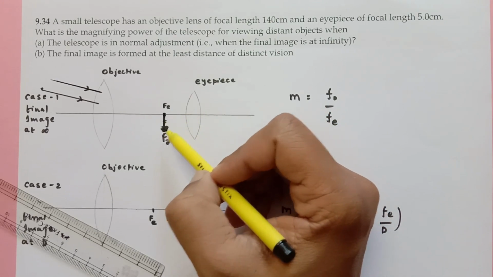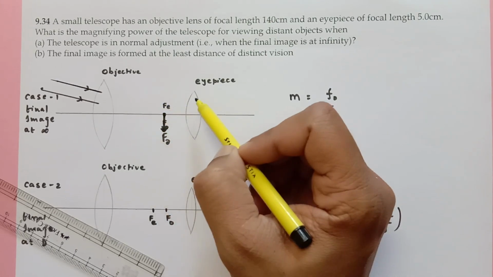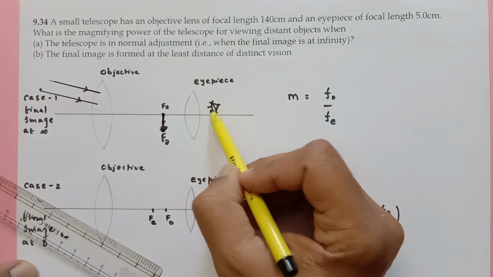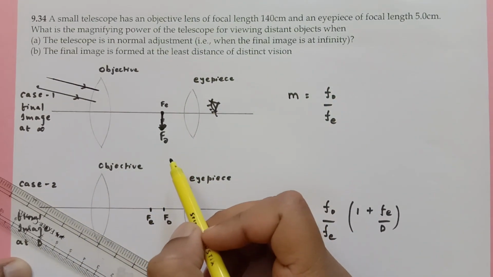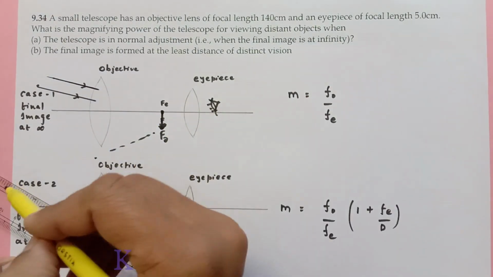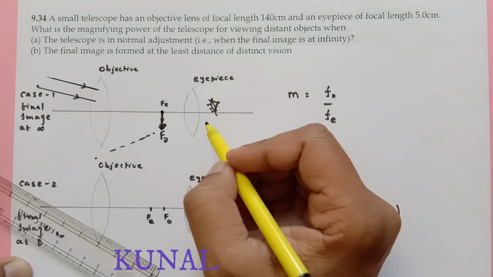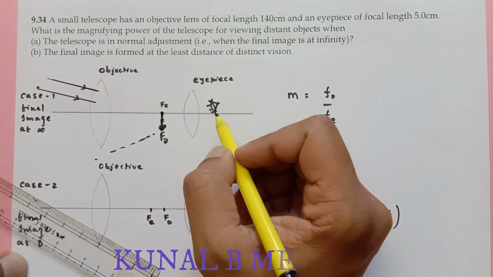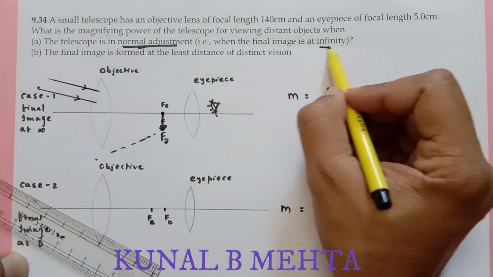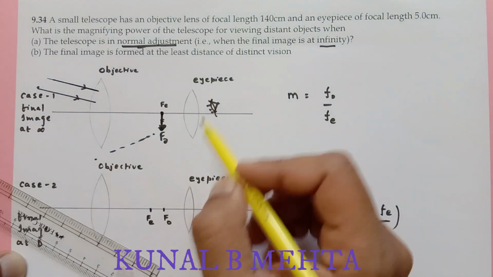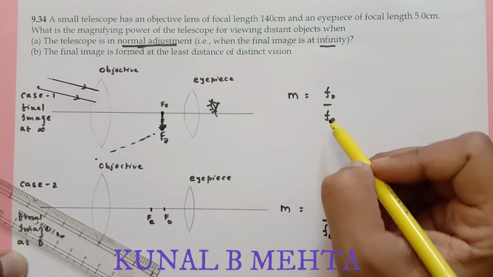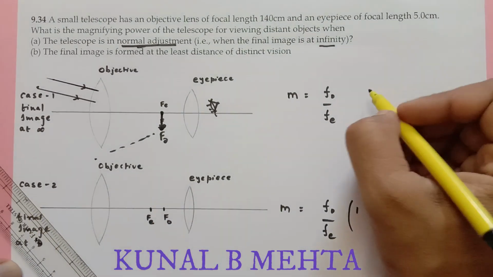Now since this object is on the focus of the eyepiece, the final image which will be seen by the observer will be at infinity, because if the object is at focus, the final image is at infinity. So when the final image is at infinity, it is referred to as normal adjustment. Final image at infinity, correct? And under this situation, the magnifying power of a telescope is given by f_o upon f_e.